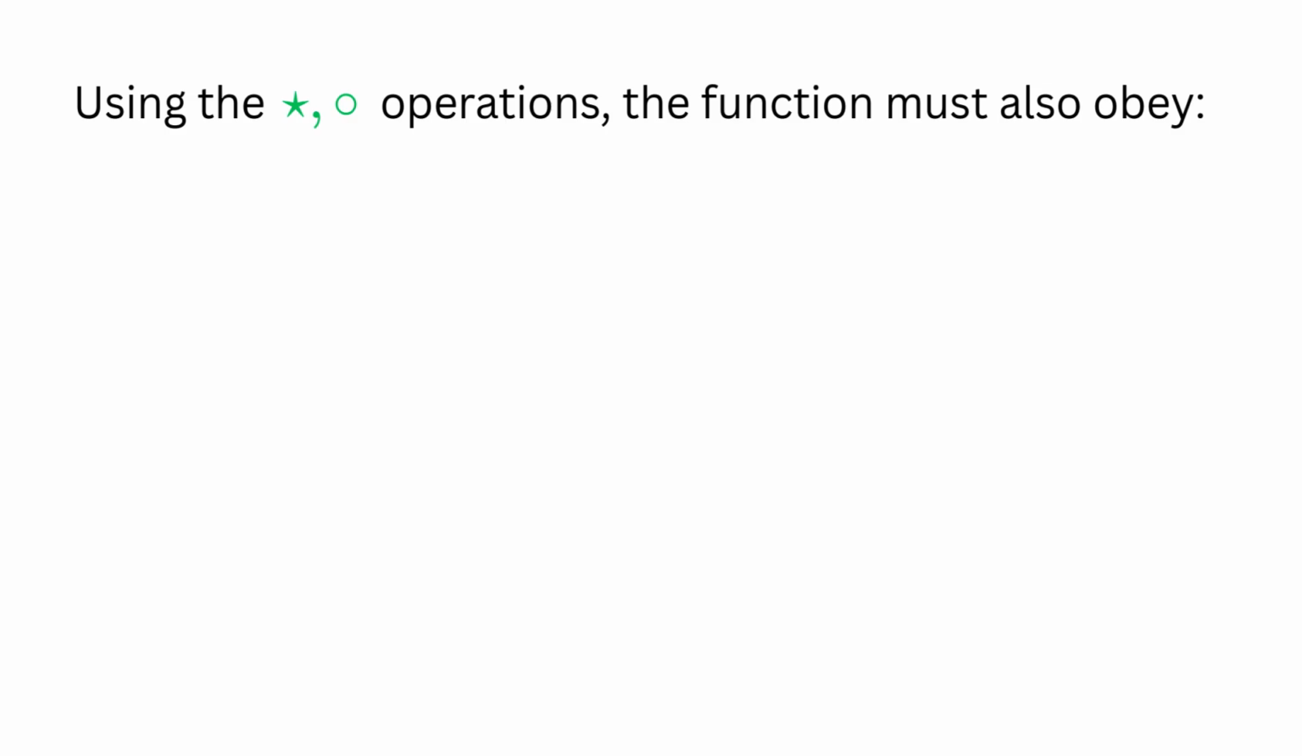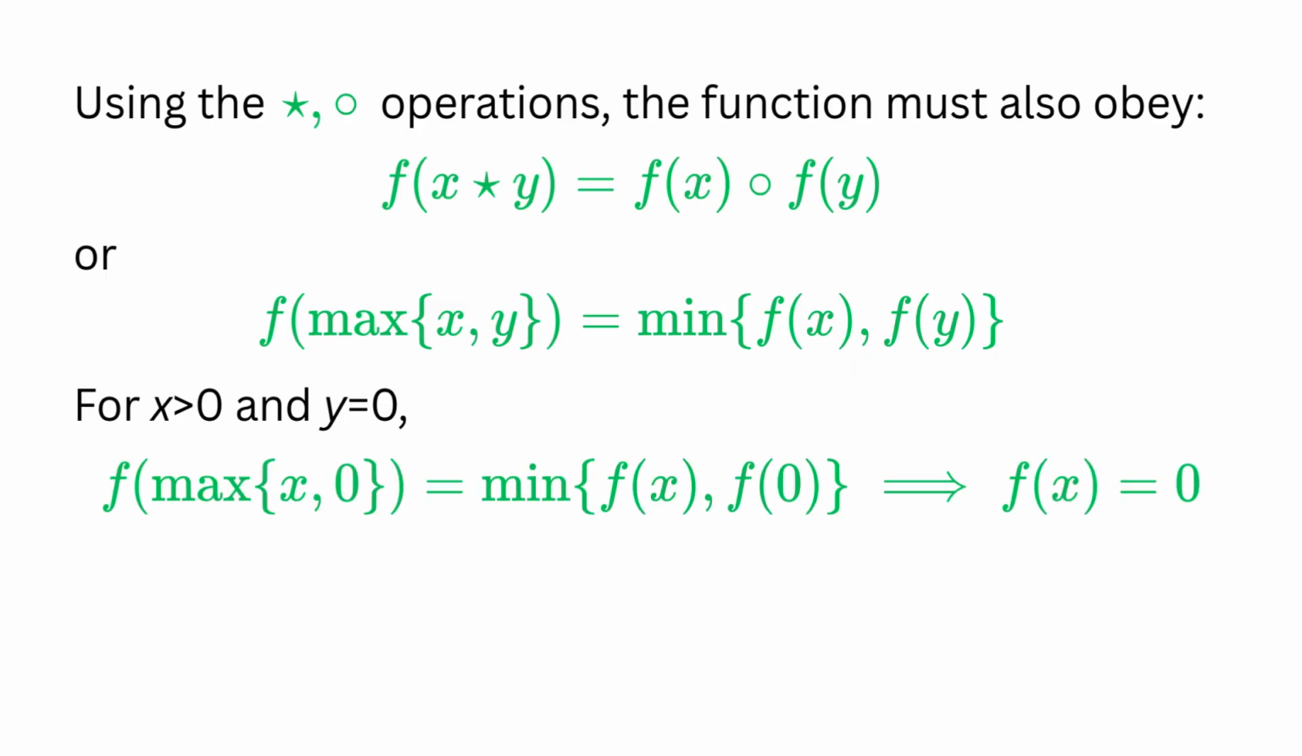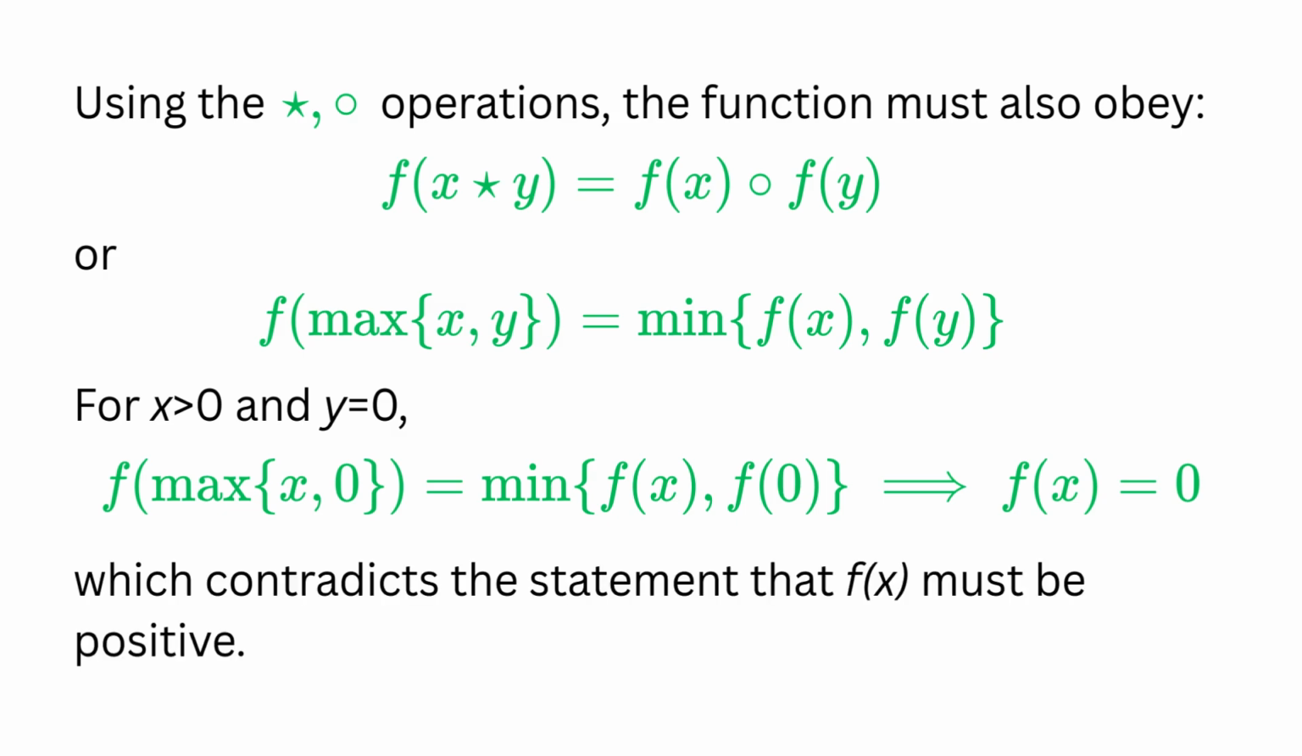Using the star and circle operations, f must also obey the equation. For a positive number x and a vanishing y, this gives that all positive numbers are mapped to 0, which contradicts the previous result. Therefore, our assumption that there is an isomorphism is wrong.